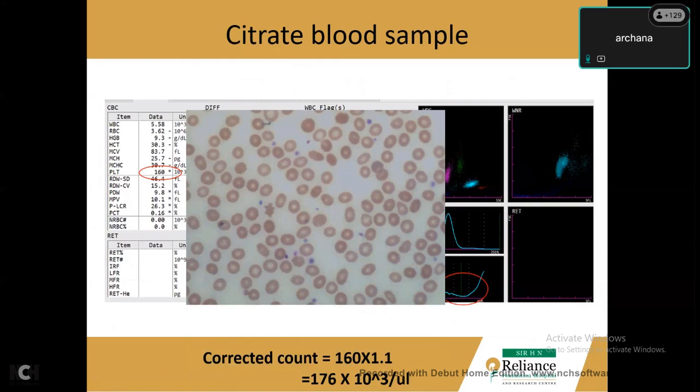But bear in mind that a citrated blood sample contains a certain volume of anticoagulant, and this creates a dilutional effect which needs to be corrected with a correction factor of 1.1. So your final platelet count should go with this correction factor, and so the final platelet count is 1,76,000.